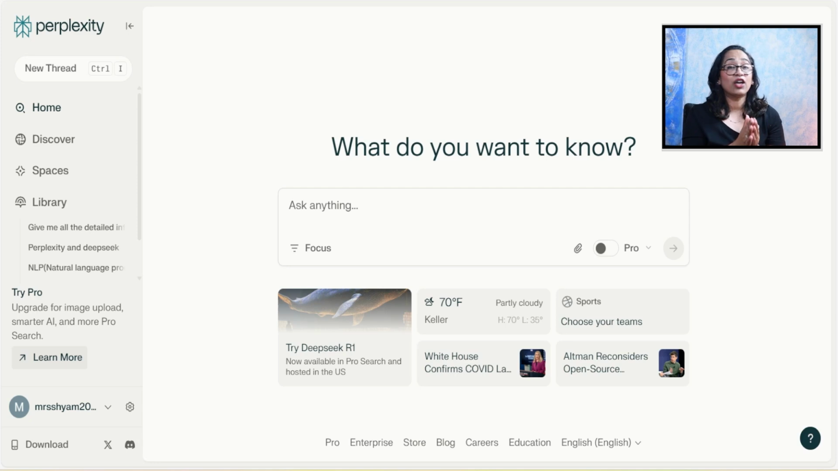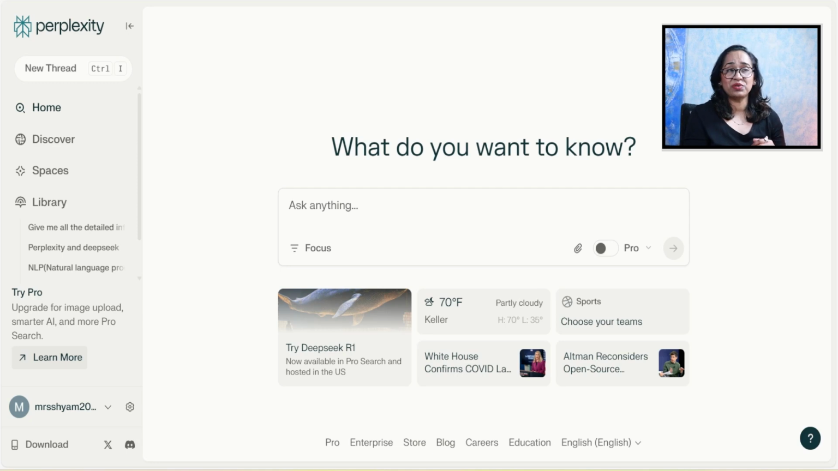But wait, the AI race is heating up. OpenAI is always competing and aiming to stay on top. They've just released their new O3 mini models, low, medium, high, and they integrated that into Perplexity. This integration is set to revolutionize how we search and process information.